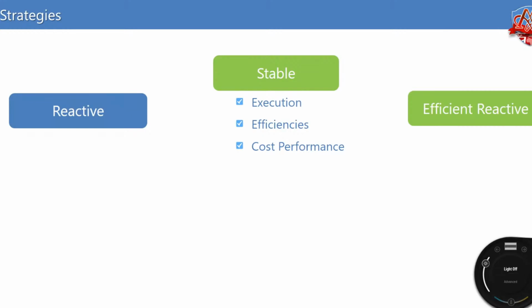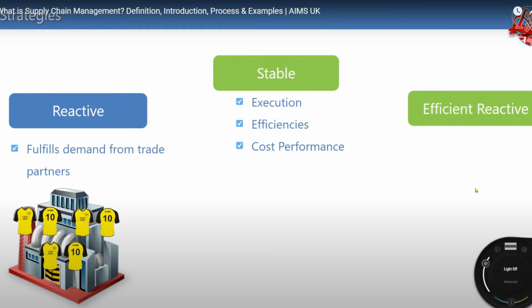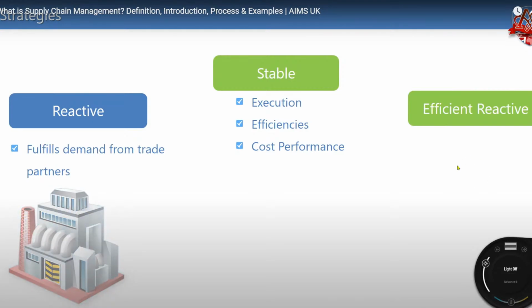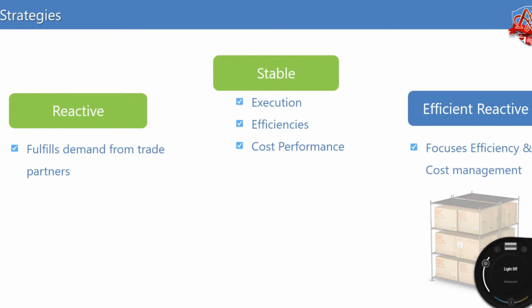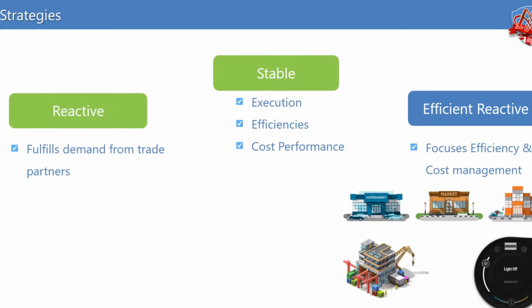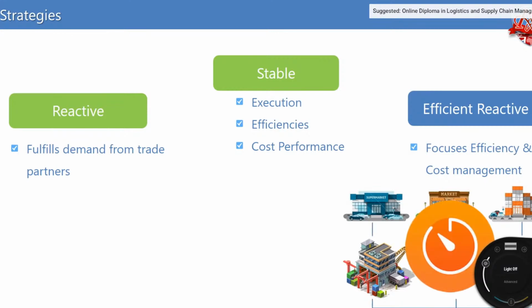Reactive supply chain strategy works well when the chain acts to fulfill demand from trade partners. For example, a manufacturer of sports team apparel for fans. When a team makes it to the next round, more products are needed. However, for the losing team, demand virtually disappears. Efficient reactive supply chain strategy focuses on the efficiency and cost management of the total delivered cost of finished goods. For example, in supermarket chains, distribution centers, logistics providers, and manufacturers cooperate to replace the goods sold in the shops within less than 24 hours.